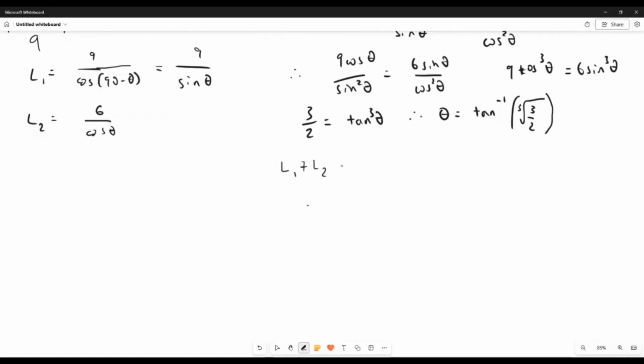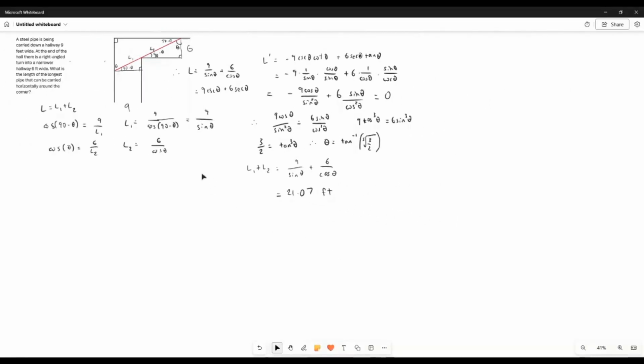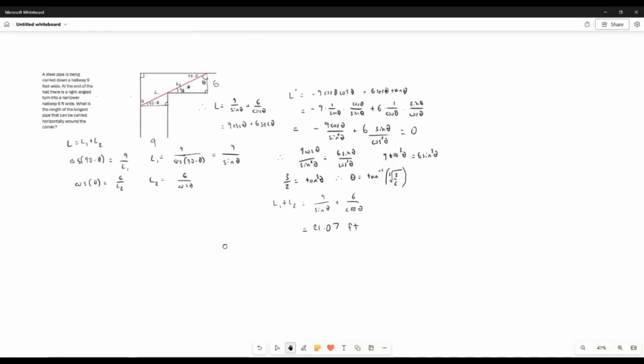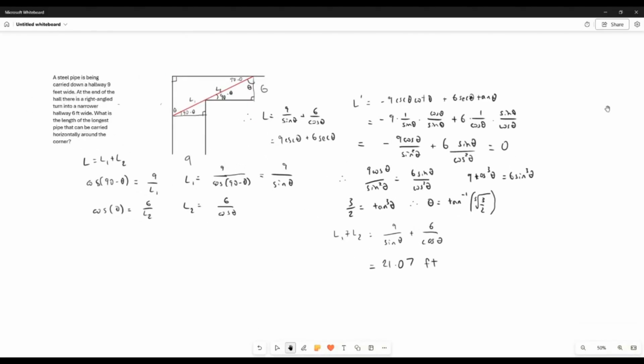We now use this value to substitute into our original equation for L. We can now use a calculator to solve this value. The answer that we will get is 21.07 feet.